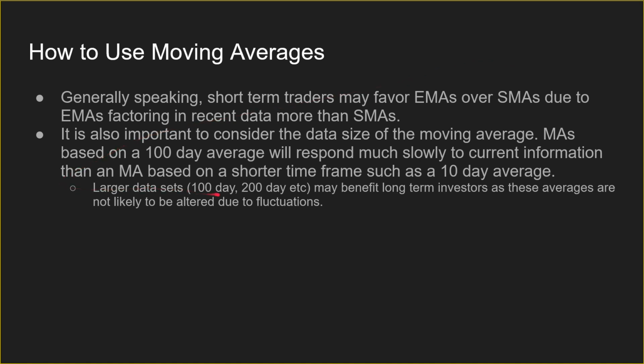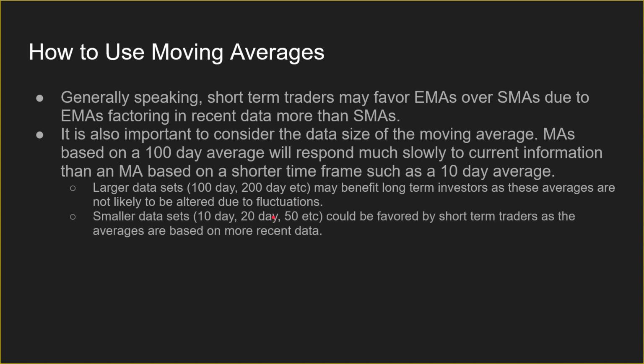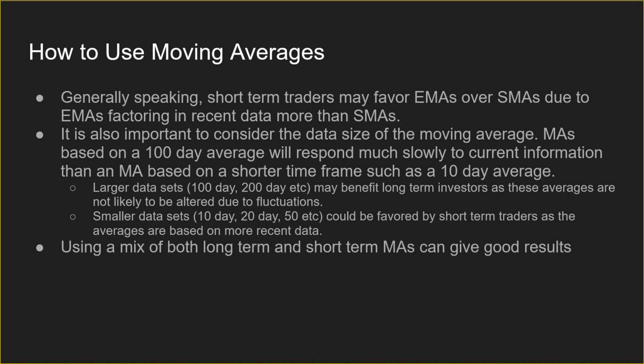Larger data sets, 100-day, 200-day, may benefit long-term investors and long-term traders, as these averages are not likely to be altered due to fluctuations in the market. Smaller data sets, 10-day, 20-day, 50, could be favored by short-term traders, as the averages are based on more recent data.